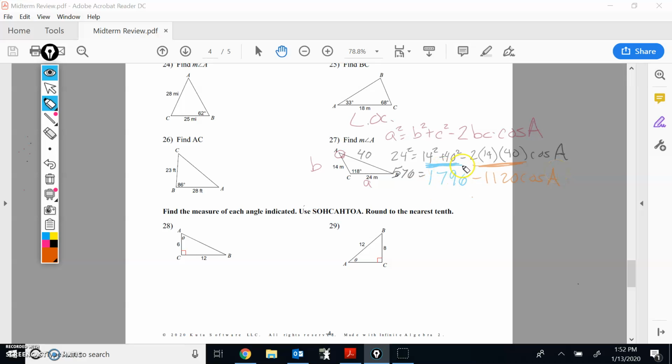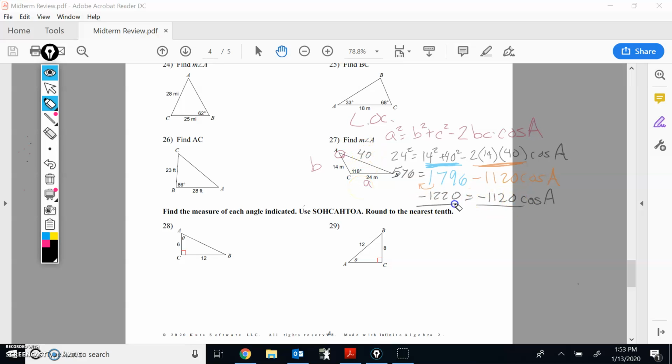Okay, big mistake here. Don't make this mistake. Don't subtract these two. We're going to move this over. So we got 576 minus 1796. And that gives us negative 1220 equals negative 1120 cosine A. All right. Hopefully this problem works out. If not, it's my fault because I picked the wrong number for this hypotenuse looking value.